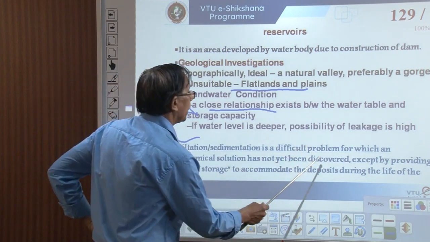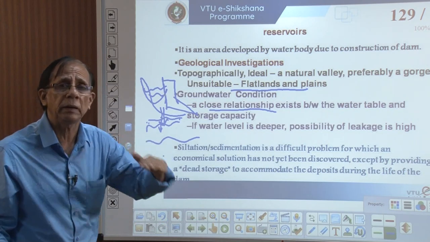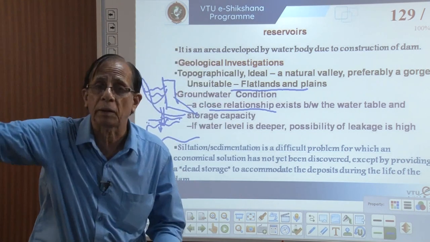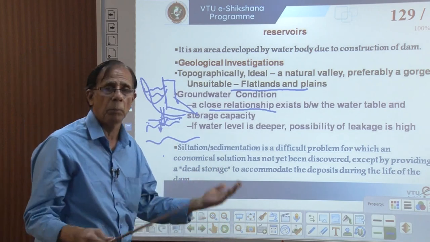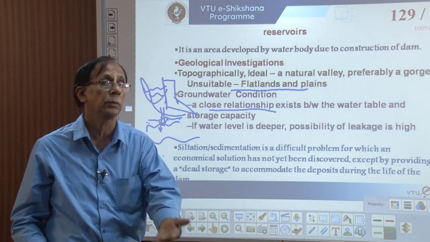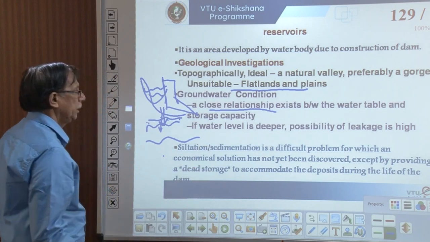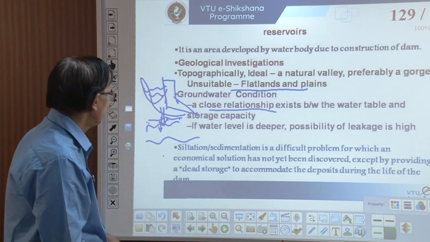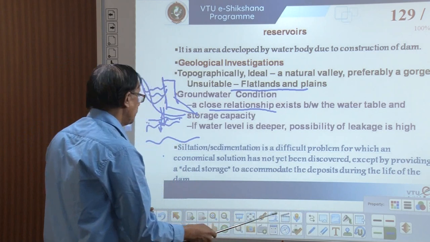Siltation or sedimentation is another problem associated with the reservoir. Excessive siltation and sedimentation destroys the capacity of the reservoir to store water. Siltation and sedimentation depend on the large catchment area, and many activities that take place in the catchment, such as land use and land cover modification and mining activity, affect the sediment release and therefore the sedimentation and storage capacity of the reservoir. They render the reservoir uneconomical. It is necessary to frequently desilt, which is another problem. Therefore, when we want to have a dam and reservoir, excessive sedimentation creates a problem.